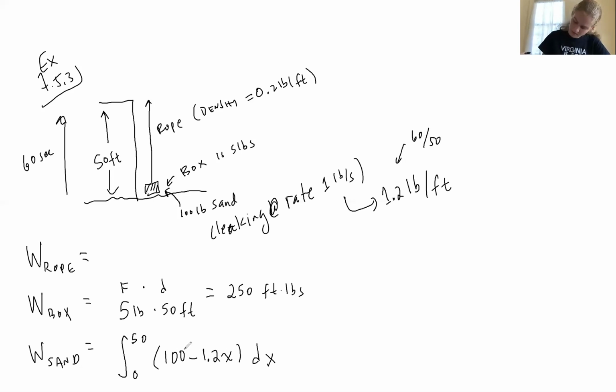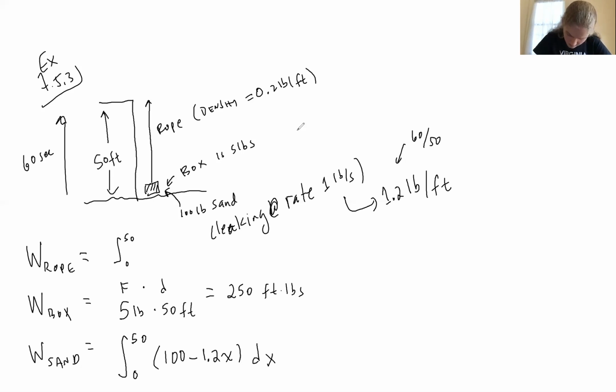It's like how much sand is left as you're moving it through. So you take away 1.2 pounds for every foot. And again, x is like feet. So you get that. Similarly, for the work for the rope, coming back up to the top, I'm still moving at 50 feet.